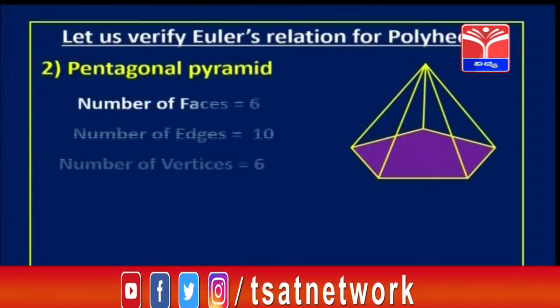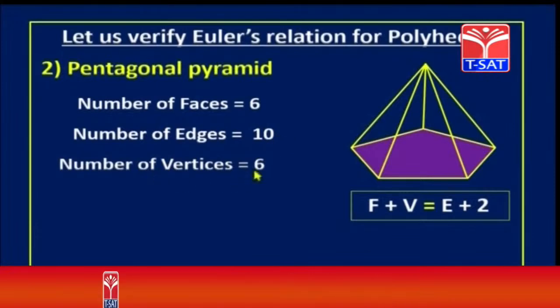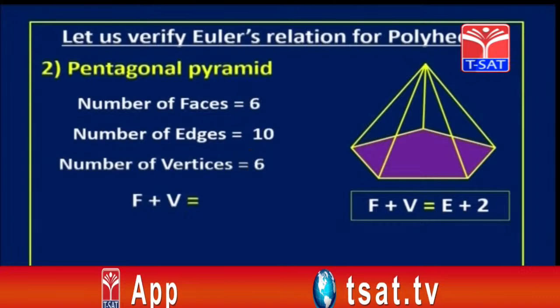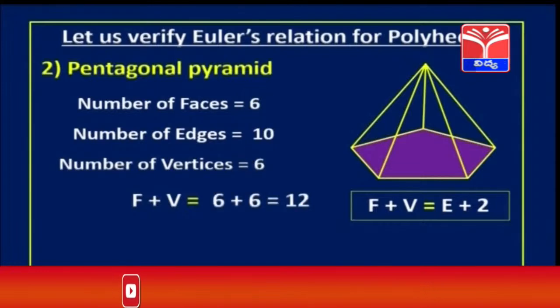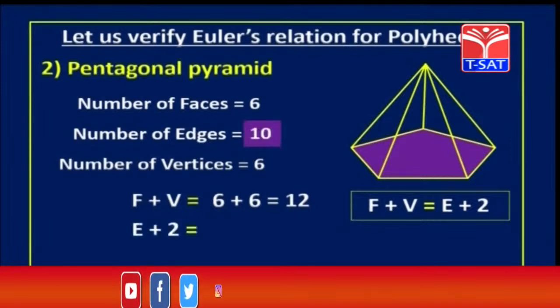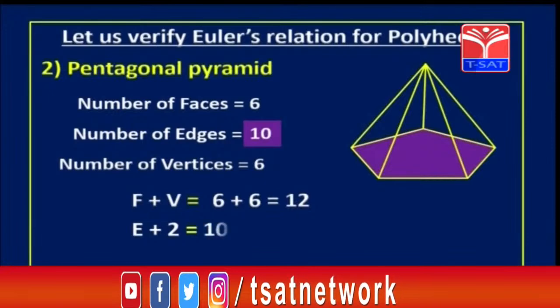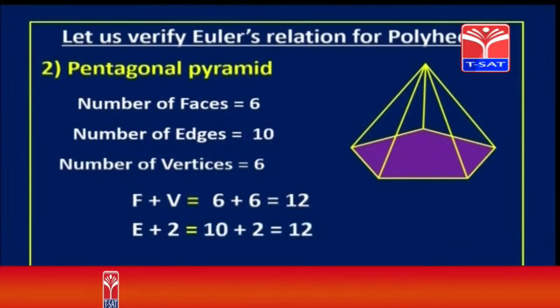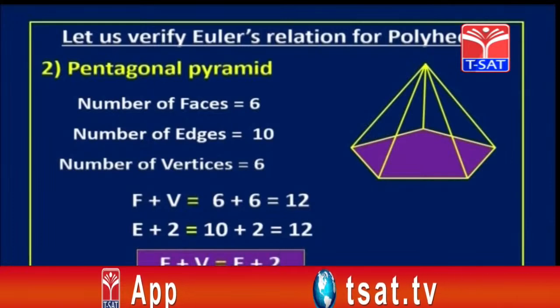For this, number of faces equal to 6, number of edges equal to 10, number of vertices equal to 6. You have to do the same, children. F plus V, 6 plus 6, which is equal to 12. E plus 2, which is equal to 10 plus 2, which is equal to 12. Children, are you getting the same here? Yes. So, from this, what you can conclude, children? F plus V equal to E plus 2.